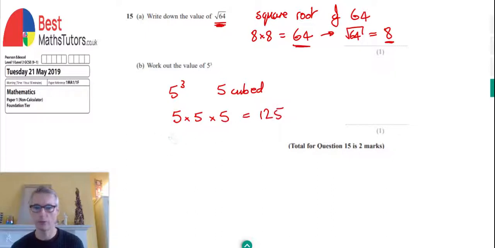If we wanted to show all the work, we could say 5 times 5, first of all, equals 25. And then we can show that in column multiplication. 5 times 25: 5 times 5 is 25, carry the 2. 5 times 2 is 10, plus the 2 gives us 12. And carry the 1, it's 125.